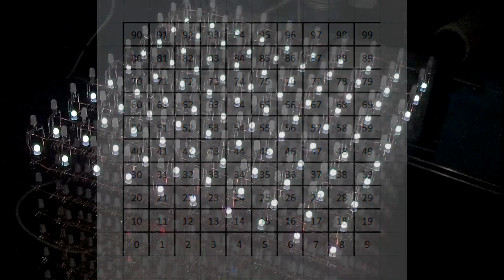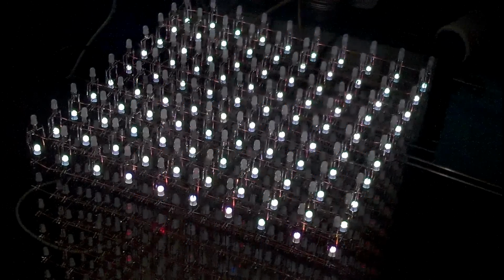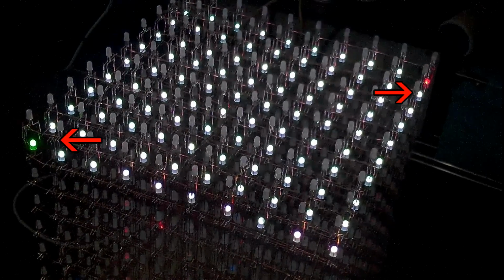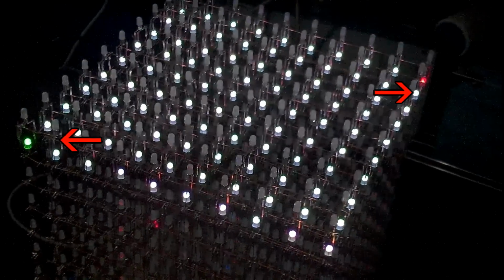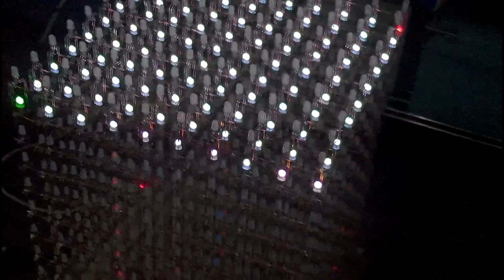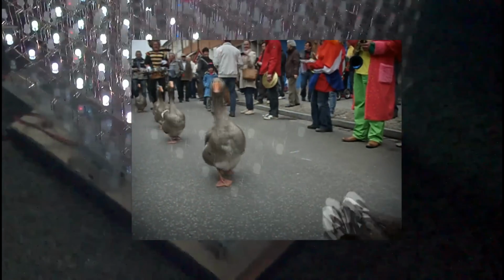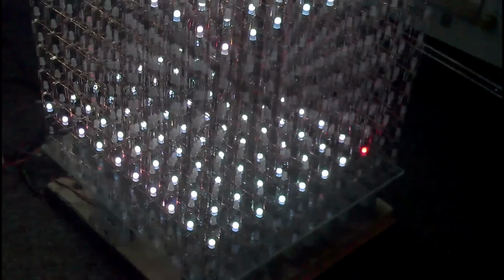On the top you see a ready layer to compare. The red LED is the last and the green is the first LED of a layer. As usual in a shift register, the first will be the last. The bits are coming through the shift register in single file, like a march of the geese. The difference is the speed of the data bits is higher. The time dimension is microseconds.